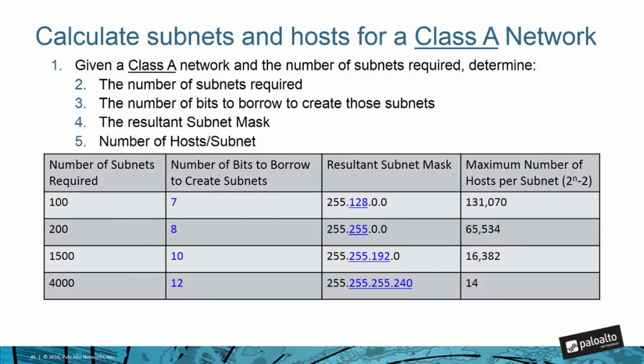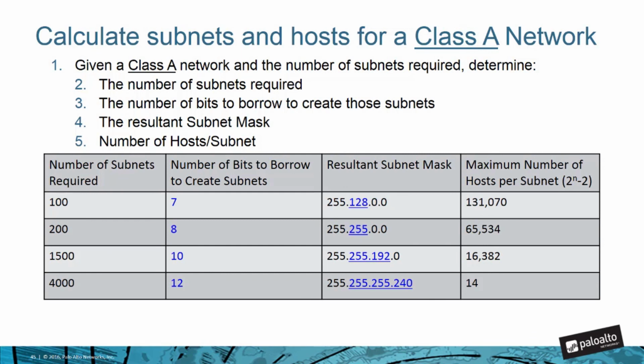This is what you should have gotten here. As you can see, going from 100 to 200 just involved borrowing 1 more bit, and we went from 128 to 255. But notice, again, this is a good illustration of borrowing 1 more bit in order to create twice as many networks. But notice in the right-hand column, my 131,000 now got divided in half because we moved 1 bit further to the right, so that gave us 1 less host bit. So again, divided that in half.